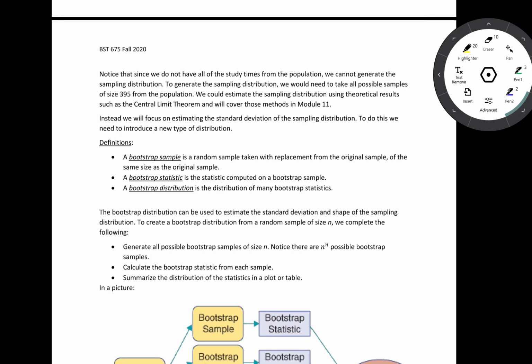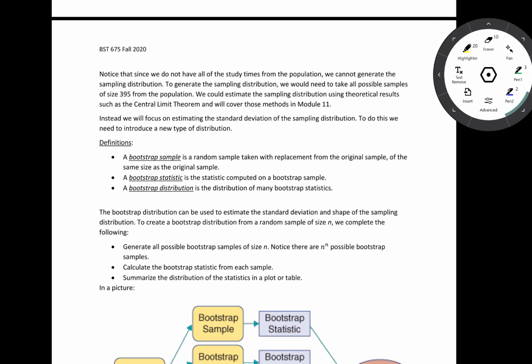Further, if we had information from everyone in the population, we would just calculate mu directly. Notice again, we would need to take all the possible samples of size 395 from the population. We could estimate the sampling distribution using theoretical results such as the central limit theorem, and we're going to cover those methods in Module 11.